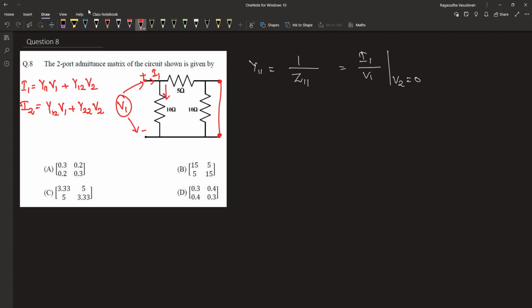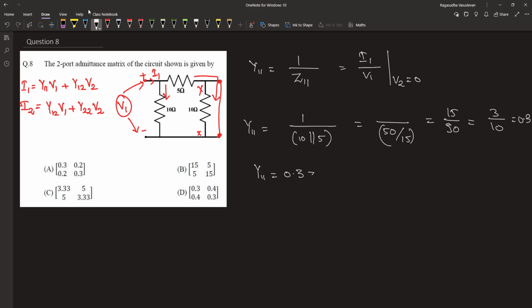Therefore, I1 splits into two paths. One is through the 10 ohm, the other one is through the 5 ohm into the short. No current flows into the 10 ohm resistor. Therefore, Y11 is equal to 1 divided by 10 ohm in parallel with 5 ohm. This is equal to 50 divided by 15, which is 3 divided by 10, which is 0.3. Y11 is equal to 0.3. From the options, two options have Y11 as 0.3. We have to find out the value of Y12 in order to find out if option A or option D is correct. Let's find out Y12 now.